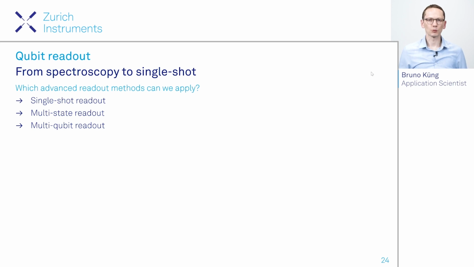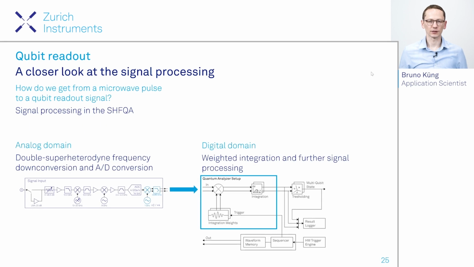Now in this last part, we want to understand what advanced readout methods we can apply beyond the type that we have seen in the Rabi oscillation measurements. Namely, these are single-shot readout, multi-state readout, and also multi-qubit readout. And to dive into this, we'll have first a closer look at the signal processing inside an SHF instrument. How does this instrument get from an input signal, a microwave pulse, to an actual qubit readout signal?